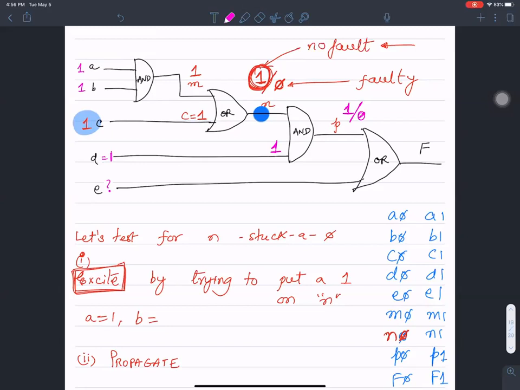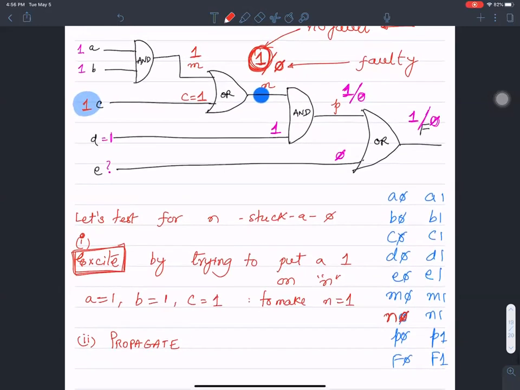My claim is that I want to put a value of 0 on E, because in the absence of a fault, this 1 and a 0, the OR of those two will give me a 1. In the presence of a fault, 0 OR 0 is going to give me a 0. So what I have done is to pick A equals 1, B equals 1, and C equals 1 in an effort to make N equal to 1. Then, in an effort to propagate the fault, I have made D equals 1 and E equals 0.